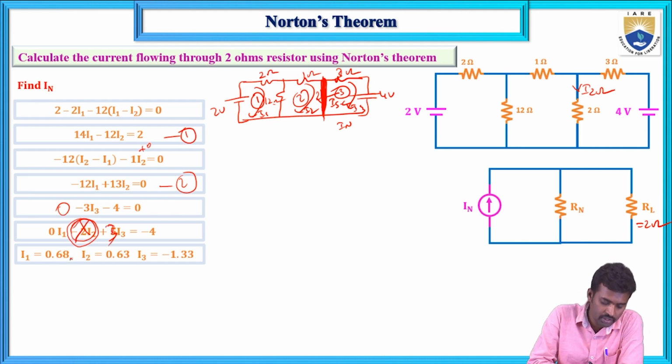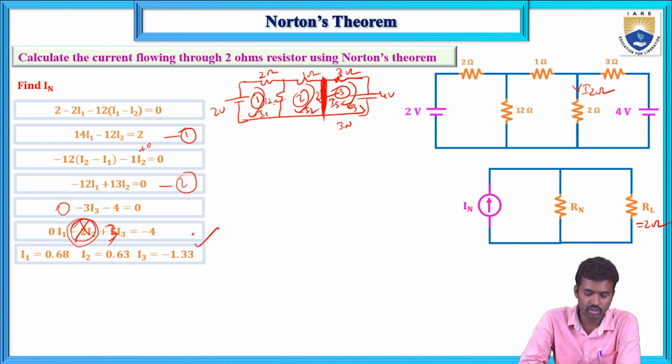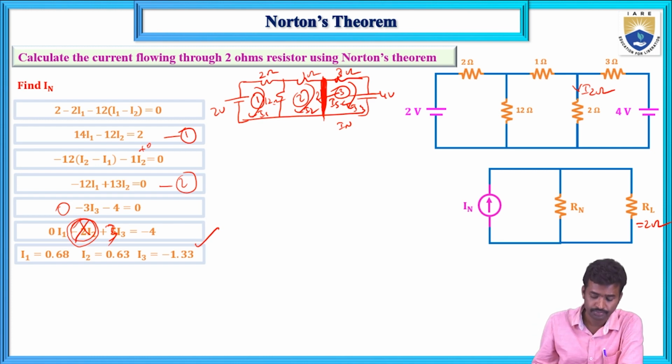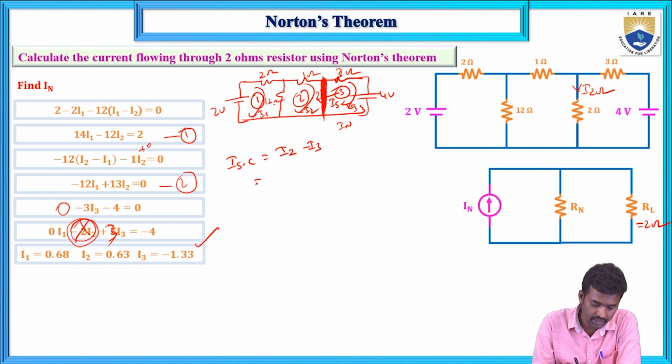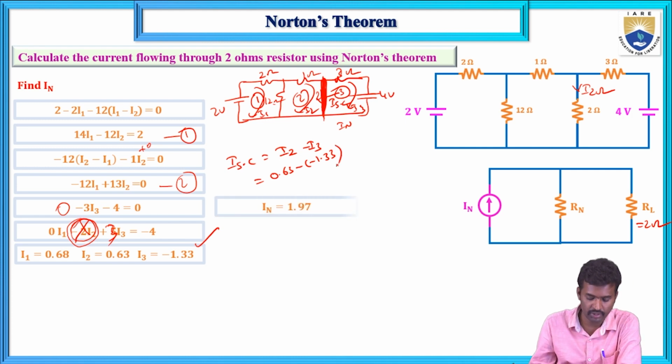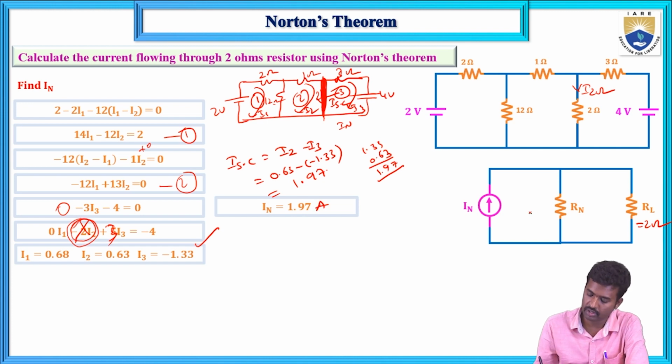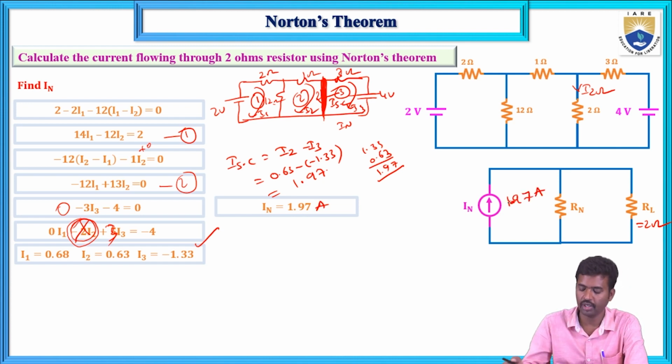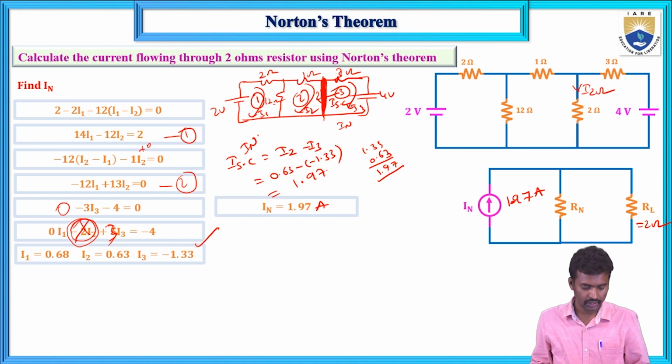Now I1 equals 0.68, I2 equals 0.63 and I3 equals minus 1.33. What is the short circuit current? ISC equals I2 minus I3, that is 0.63 minus of minus 1.33. So now IN equals 1.97, you can add 1.33 plus 0.63, that equals 1.97 amperes. This is Norton's current, the short circuit current, IN. Now the calculation of RN.